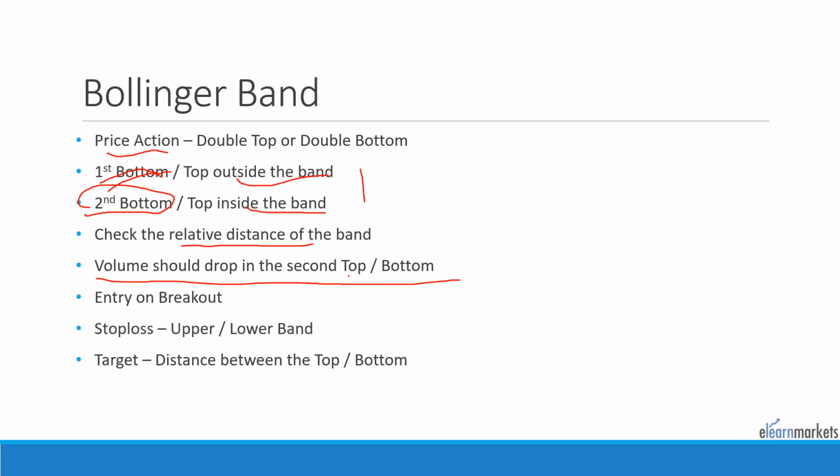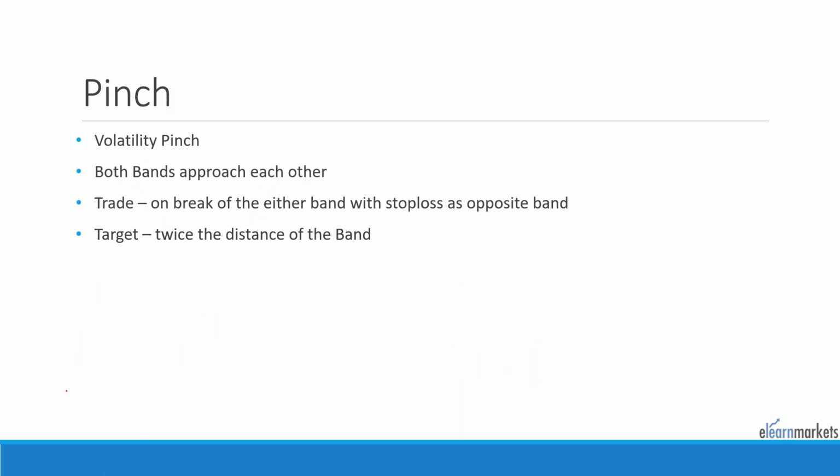Volume should drop in the second top or bottom. Entry will be on the breakout based on the price. Stop loss will be the lower band in case of a bottom. Stop loss will be the upper band in case of a top. Target will be the distance between the top and the bottom. So this is the top and the bottom. Target will be the vertical distance between the top and the bottom. I hope I'm clear. Moving on to the next slide: Bollinger Band pinch.